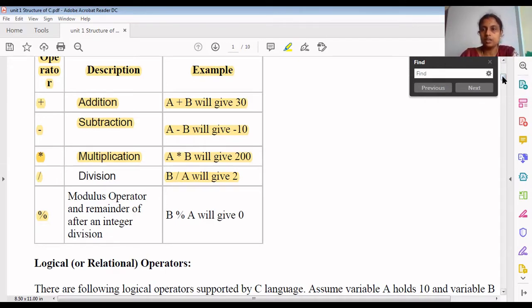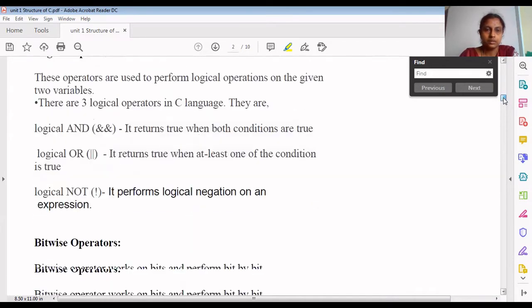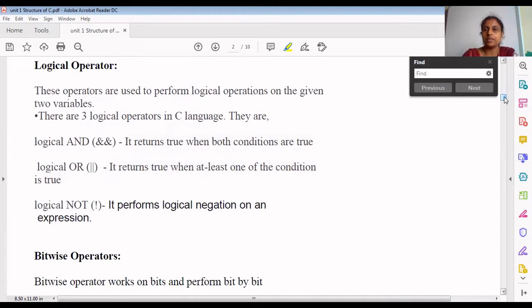Next comes the logical operator. So this is the logical operator. When it comes to logical operators, there are three types: and, or, and not. Logical operators are usually used for comparison purposes, for example when both conditions are satisfied. Any logical comparison I need to do, I can go for these operations. They are and, or, not.